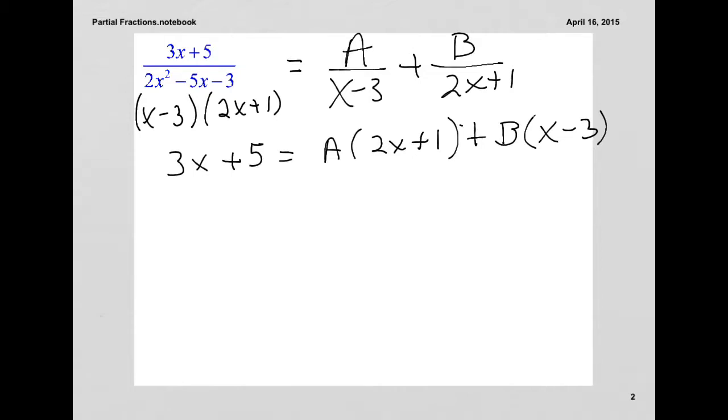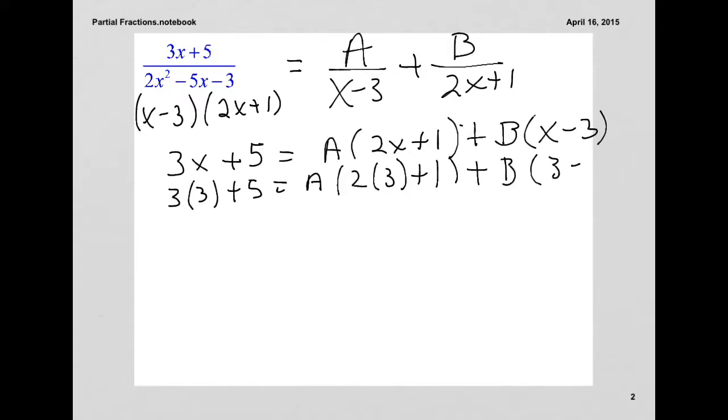Okay, so I'm putting in 3, so that's 3 times 3 plus 5 equals a times 2 times 3 plus 1 plus b times 3 minus 3. That gives me 9 plus 5, which is 14, equals 2 times 3 is 6, plus 1 is 7a. And of course I know I don't have a b. That was the whole reason for doing this. So I divide both sides by 7, and a equals 2.